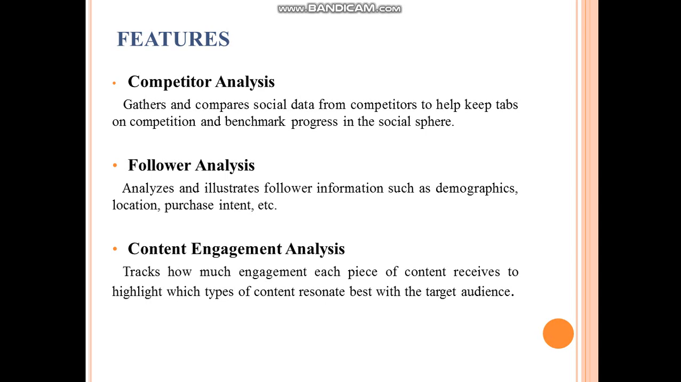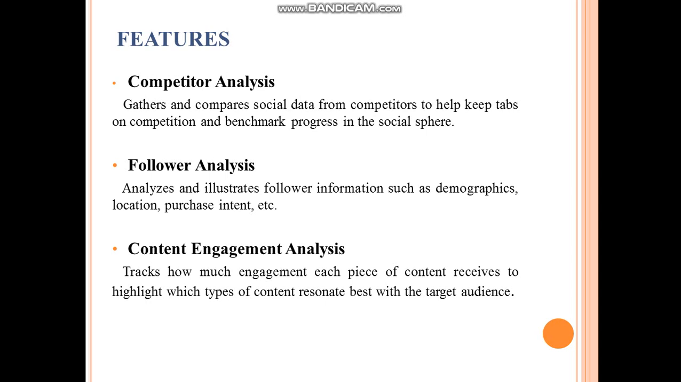Next one is follower analysis. The people who are following your business, your work, your company, and if you know who your followers are, then you can work on your customers more efficiently. The next one is content engagement analysis. It tracks how much engagement each piece of content receives to highlight which types of content resonate best with the target audience.